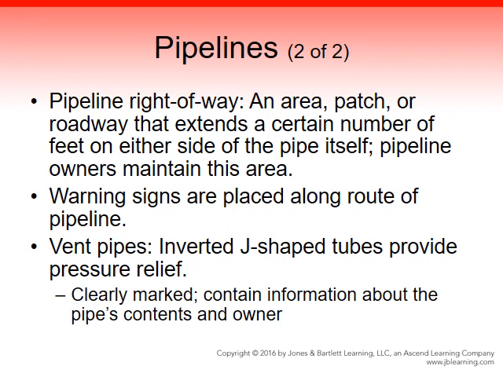Pipeline right-of-way is an area, path, or roadway that extends a certain number of feet on either side of the pipe itself. The pipeline owner maintains this area. They should have warning signs placed along the route of the pipeline. You may see vent pipes and inverted J-shaped tubes that provide pressure release. They should be clearly marked and contain information about the pipe's content and owner.